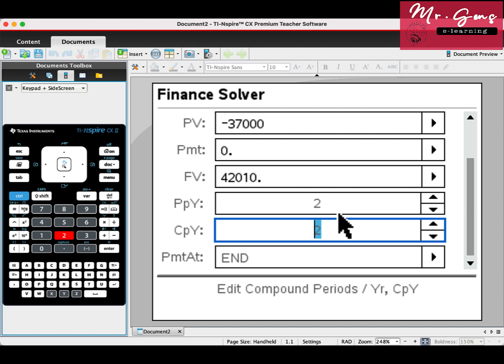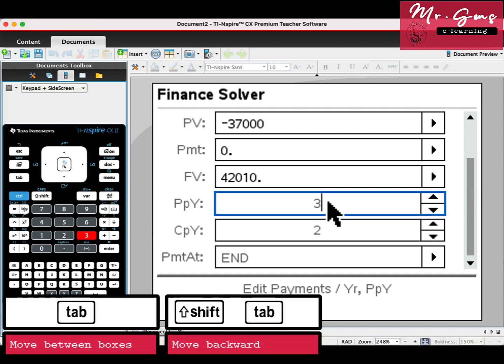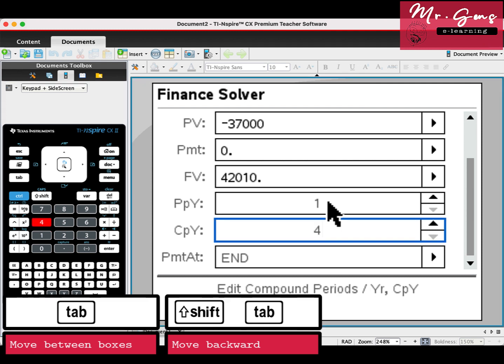One important thing here: when you change payments per year, the compounding period will be updated automatically. So if the payments per year and compounding periods are different in the question, pay extra attention here.